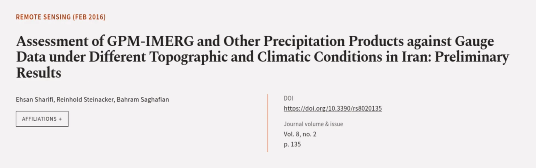This article was authored by Ehsan Sharifi, Reinhold Steinacker, and Bahram Saghafian.